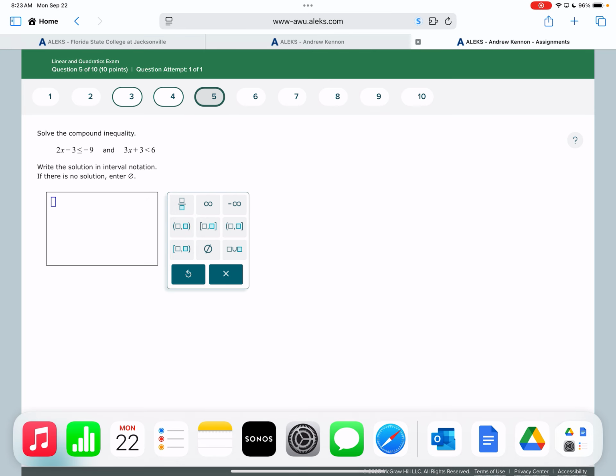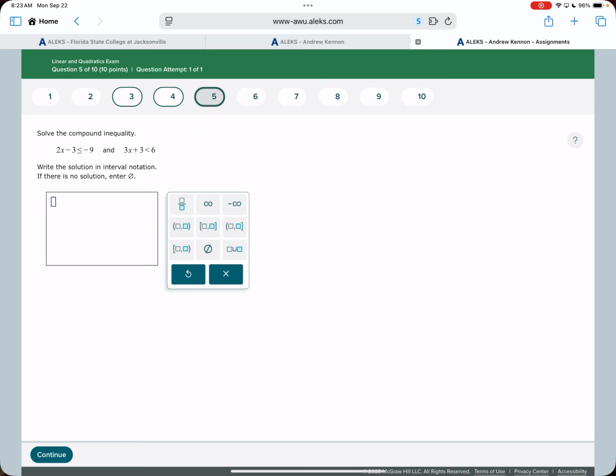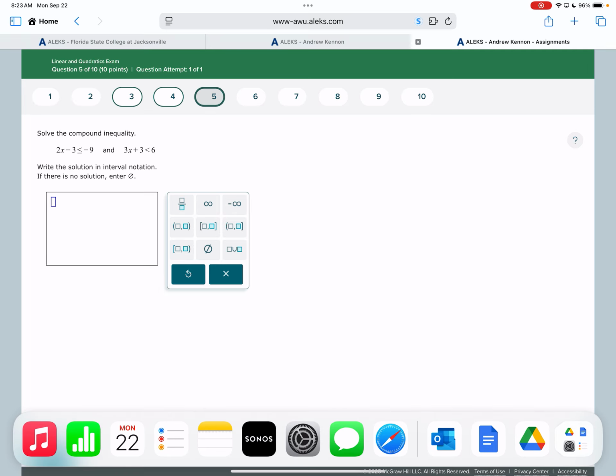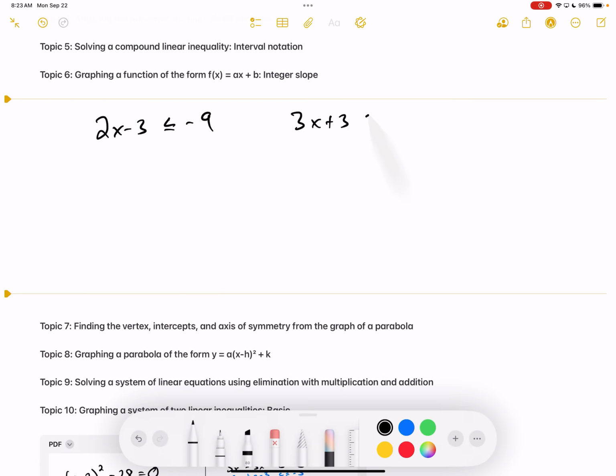2x minus 3 less than or equal to negative 9, and 3x plus 3 less than 6. You are welcome to show me more than I need, though. Okay, so I'm not going to expect you to show this part on the test, but you're welcome to do it if you want to. All right, so I got to solve each of these before I even talk about all the other stuff.